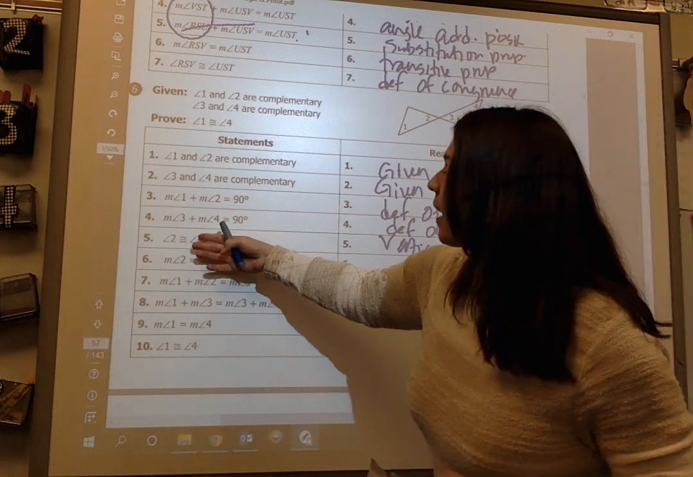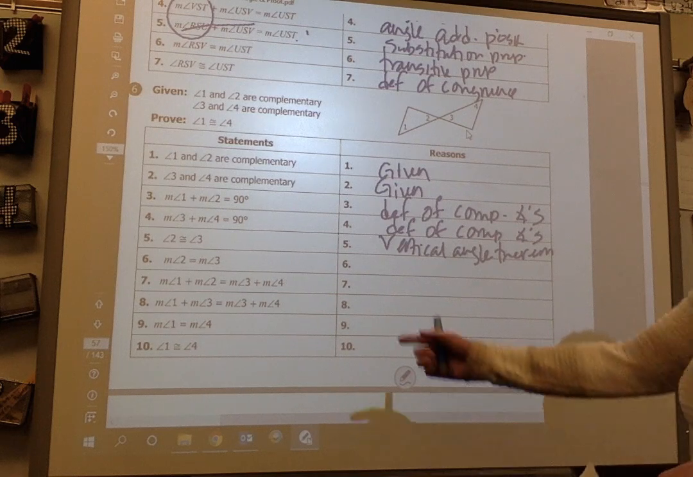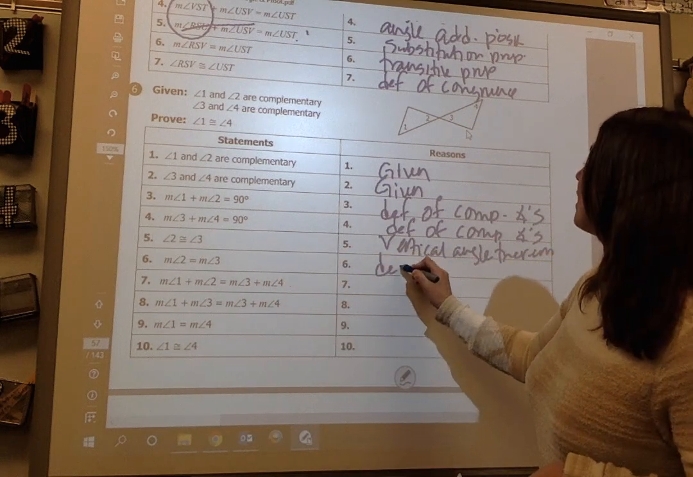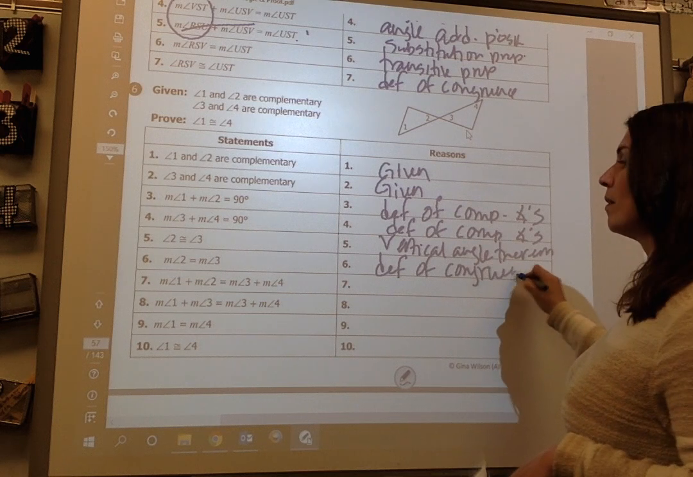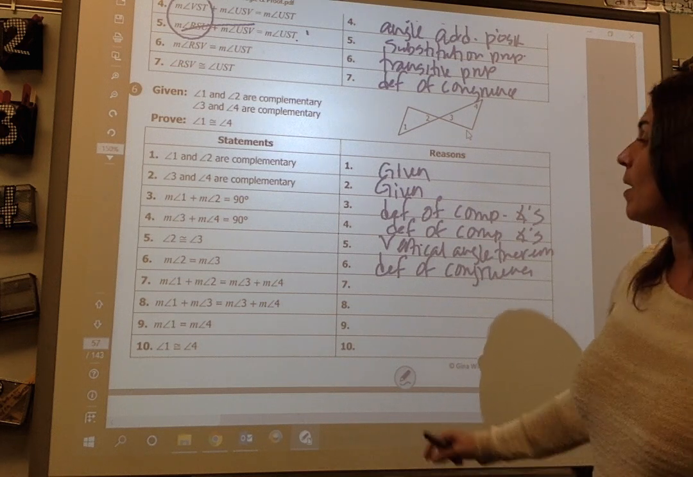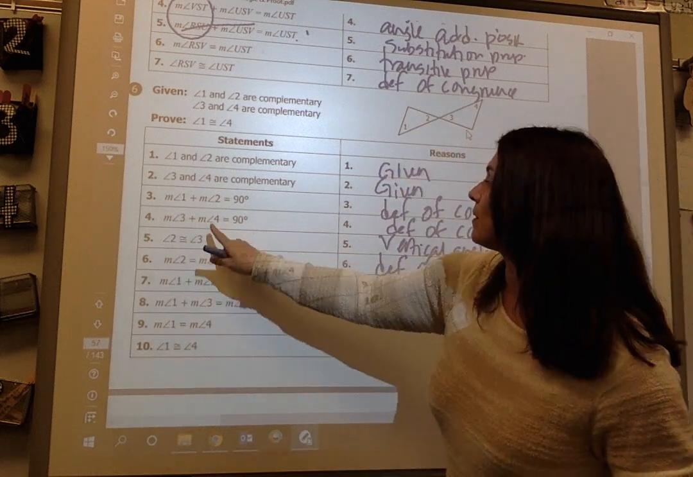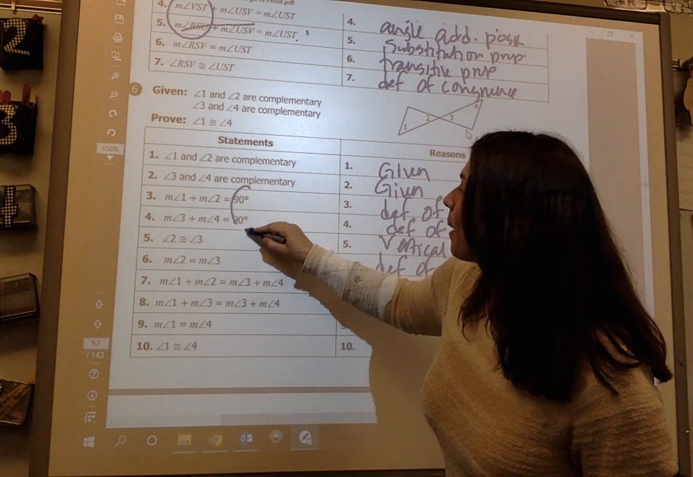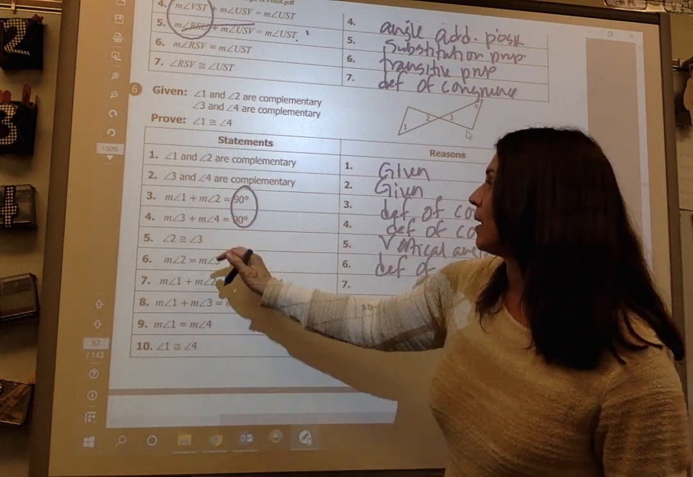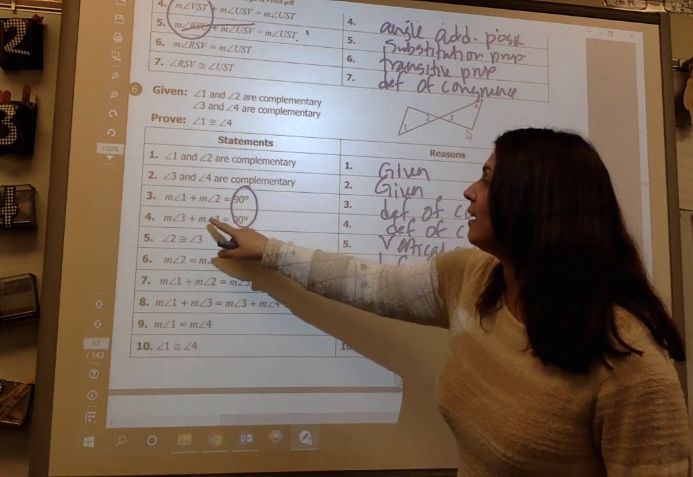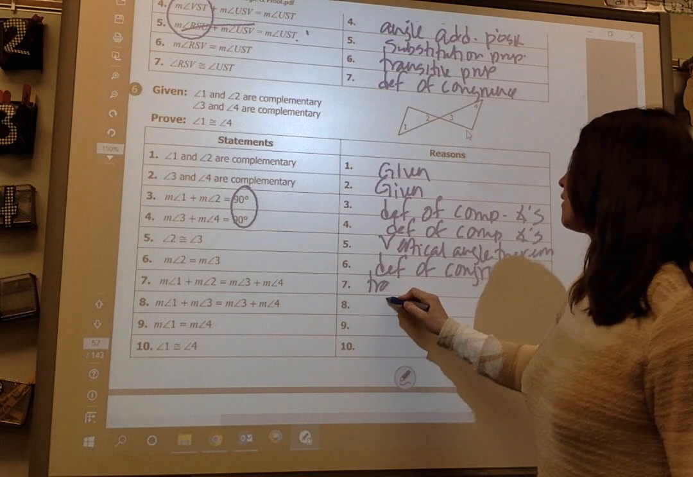And then again, look at that. I'm just adding on the measurement, taking away the congruency mark. So that's definition of congruence. All right, so now I have the measure of angle 1 plus angle 2 is equal to the measure of angle 3 plus angle 4. So I'm taking out that middleman. So I am saying that is my transitive statement. I'm saying angle 1 and 2 is 90, angle 3 and angle 4 is 90. So now I can take out that 90 and I get transitive property.